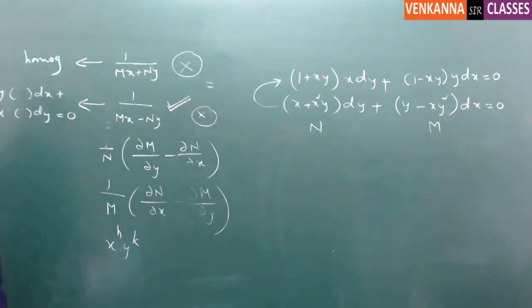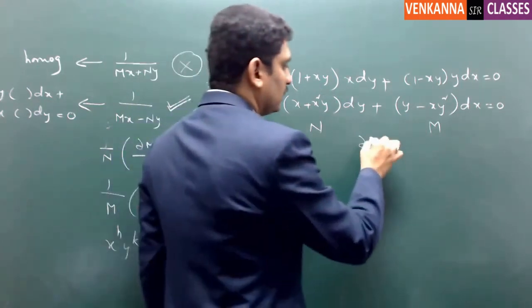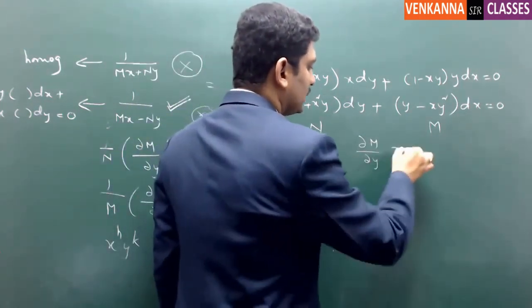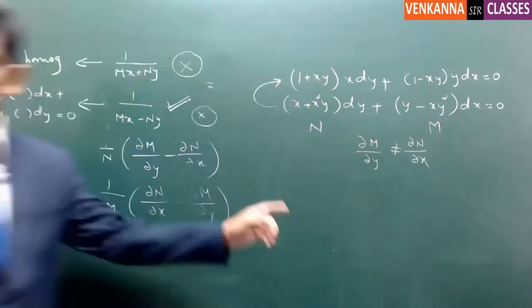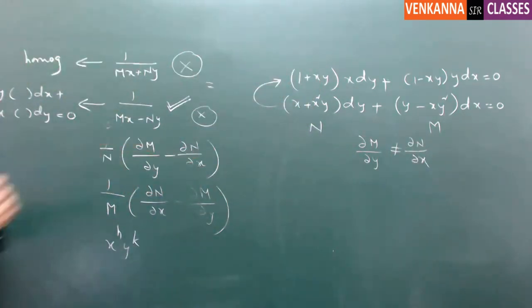Obviously, you can verify that dou M by dou y is not equal to dou N by dou x. I think you can do the partial differentiation on your own. Accepted? Right. So I am not writing that part again, because it is known to everyone. Is it necessary for you to write the partial differentiation?